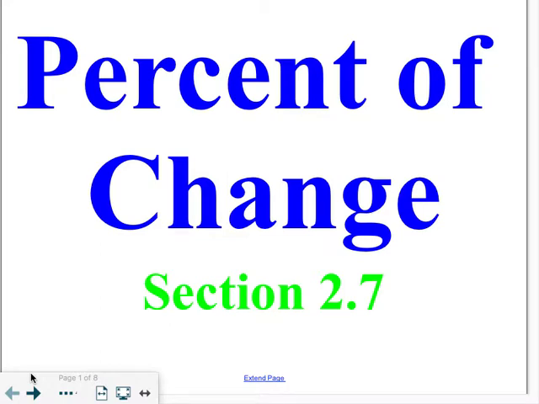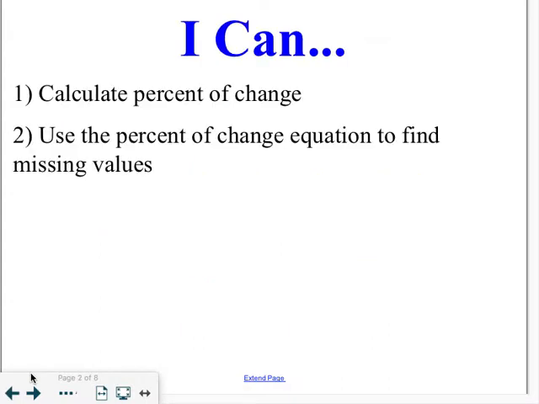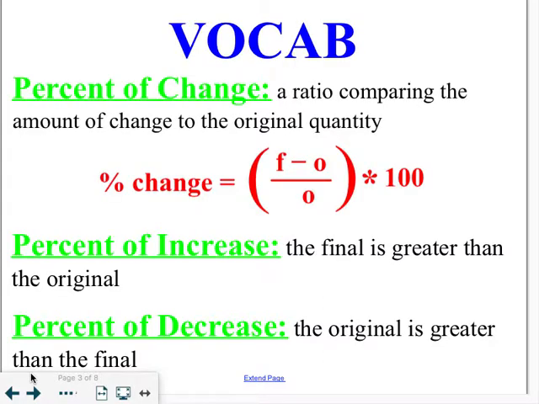Hello class, today we are talking about section 2.7, which is percent of change. At the end of today's lesson, you will be able to calculate percents of change and use the percent of change equation to find missing values. Percent of change is a ratio that's looking at comparing the amount of change to the original quantity.